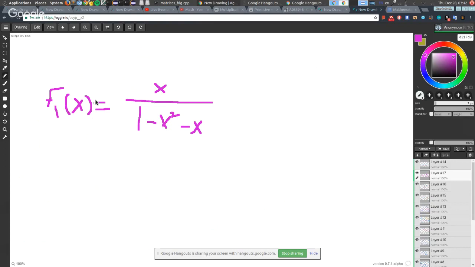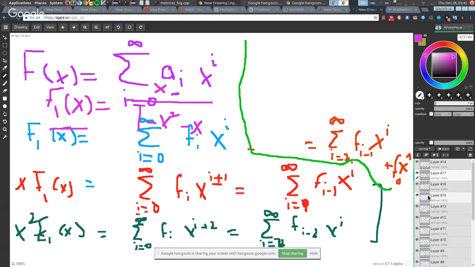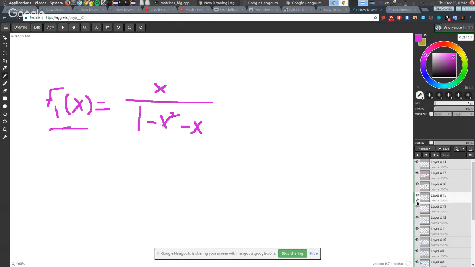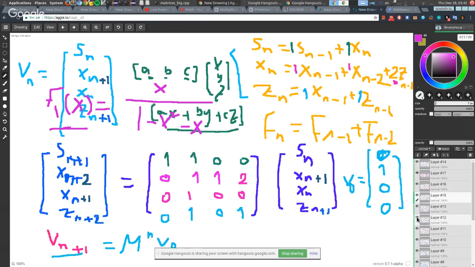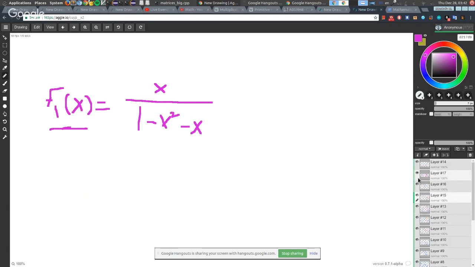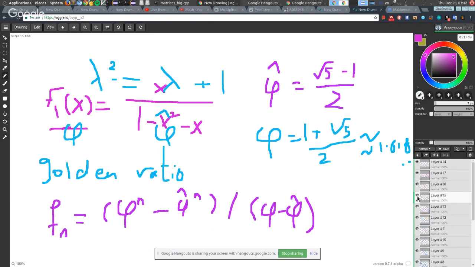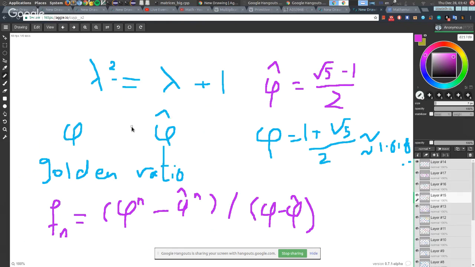So basically this is the generating function of the Fibonacci numbers. It's this expression. Actually this points out that maybe I was a bit hasty in one of those parts. Here, just the eigenvalues, probably this is minus 1. I'm not sure.